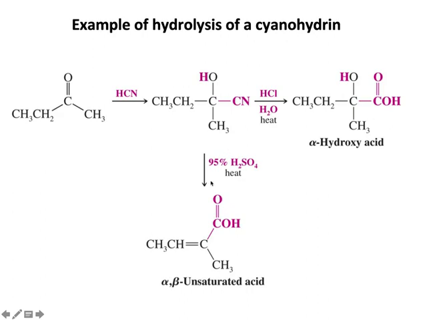Okay, once you proceed with hydrolysis by using HCl and H2O, you will get the alpha-hydroxy acid. And for this one, if you continue from the cyanohydrin and then heat with H2SO4, you will get the alpha beta unsaturated acid.